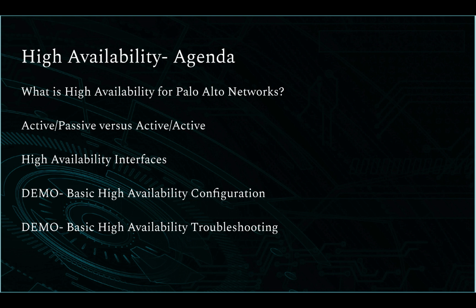Within Palo Alto Networks, there are certain interfaces, certain optics, and certain configurations that we need to use specifically for that high availability function. And so we'll talk about what those interfaces are and how to configure those. Finally, I'll do a basic demo of our high availability configuration along with some troubleshooting. So the configuration that we'll do today is just basic configuration, how to put together simple high availability so you can get this to work.